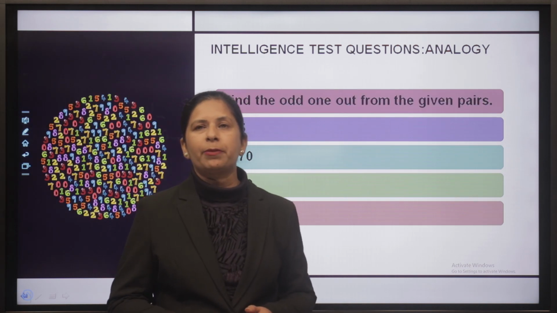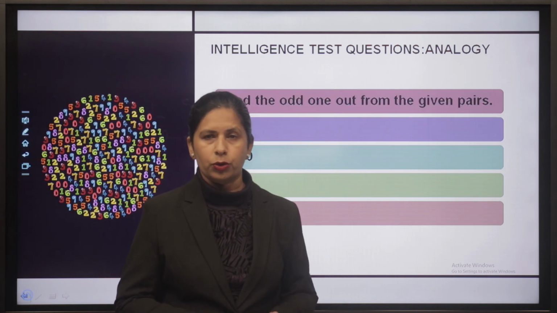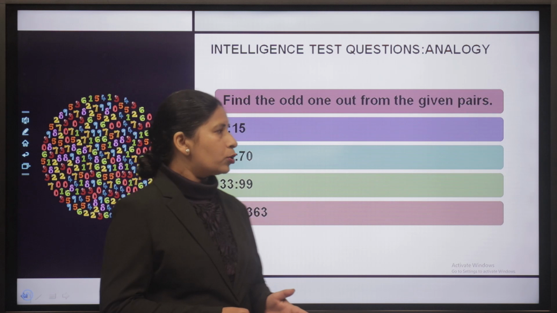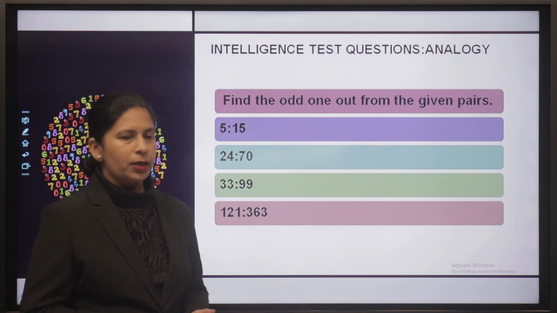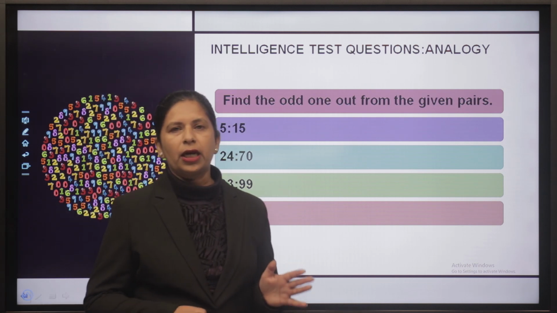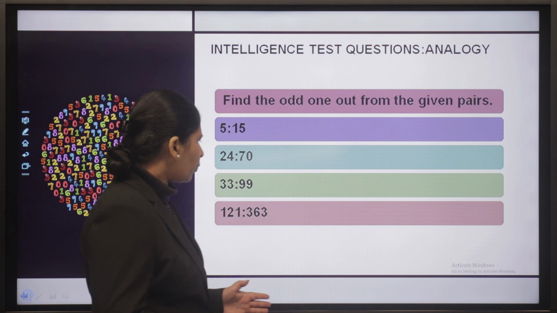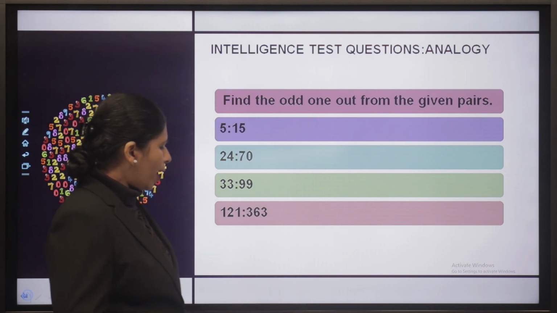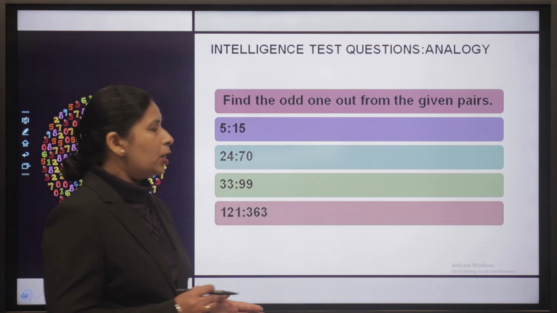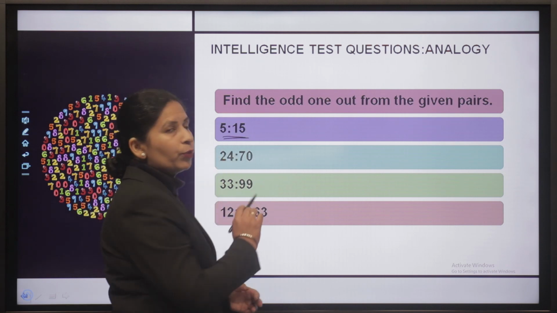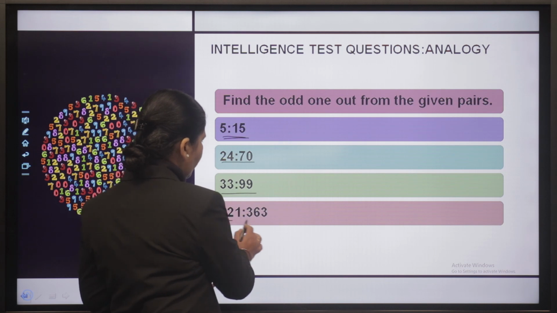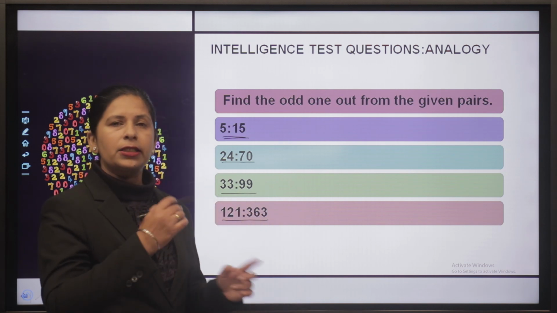So children, questions can be based on numeric pairs of words also. That can come under the number or the numerical analogy. So here also we have to find the odd one from the given pairs. We are given numbers like 5:15, 24:70, 33:99 and 121:363. So we have to find out how three pairs are similar and one pair dissimilar. So we have to find out what is the relationship between 5 and 15, 24 and 70, 33 and 99, 121 and 363. There is a certain analogy.